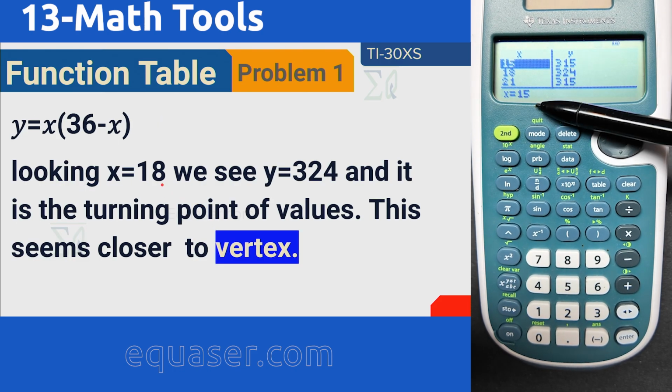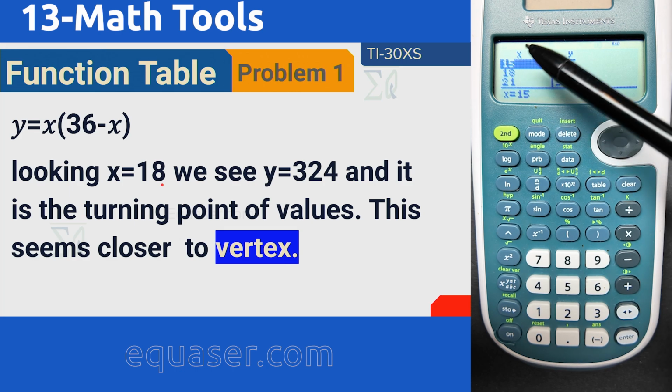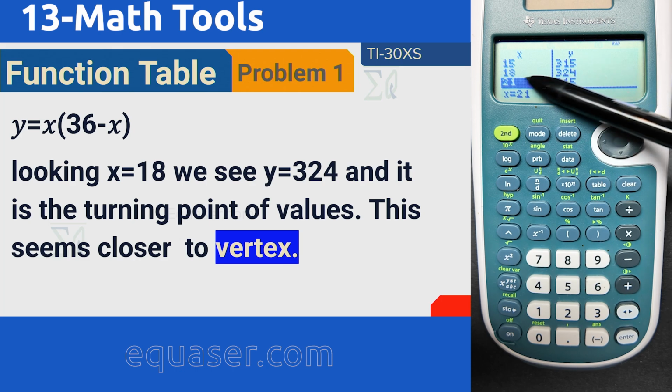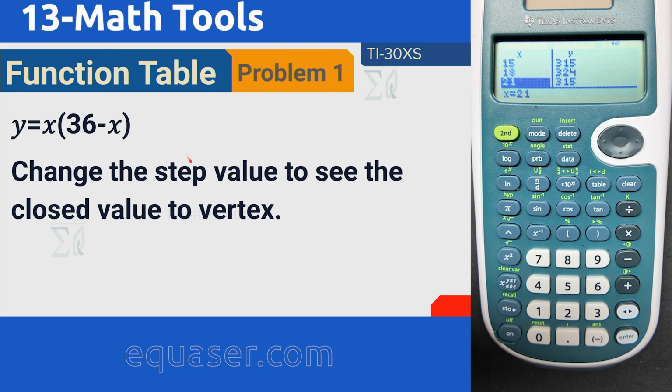Now the value has been evaluated with that formula. X is 15, y is this much, and looking at x equal 18, we see that y is 324, and it is the turning point of the value. This seems closer to the vertex. So 315, 18 is 324, and again becomes 315. So it comes 315, so 324, and it comes back. So that is a turning point. Change the step value to see the closer value to the vertex.